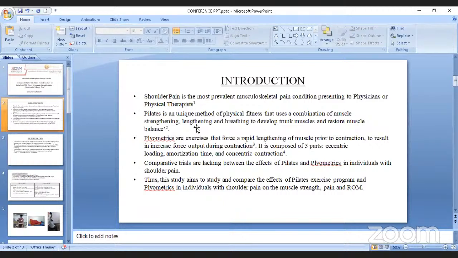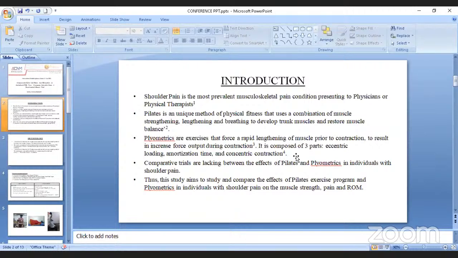Another treatment protocol that has been found to be beneficial is plyometrics. Plyometrics are exercises that force a rapid lengthening of muscle prior to contraction to result in increased force output during contraction. It is composed of three parts: first is eccentric loading, amortization time, and concentric contraction. Amortization time is the time between the eccentric loading and the concentric contraction.